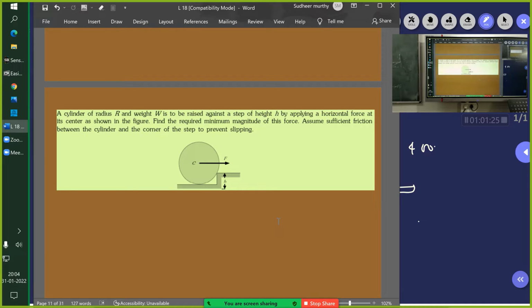Hardly it will change. See, when you try to lift a huge thing like that, hardly it will change. With that condition, you must take. Don't try to calculate any alpha and all the things.